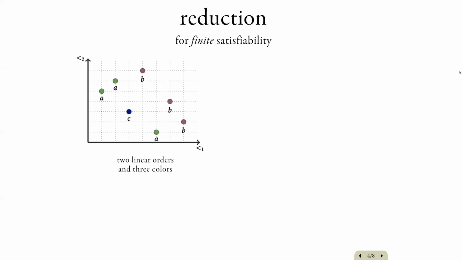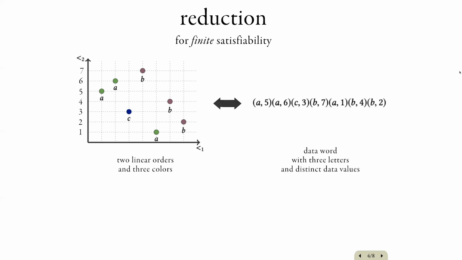And to represent this as a word, first assign values to the y-axis, and then process the points from left to right with respect to the first order. So first we have an A-labeled node with value 5, then we have an A-labeled node with value 6, then a C-labeled node with value 3, and so on. So what we get is a data word where every position carries a symbol from a finite alphabet, as well as a value from a natural number or real number, or a value from a totally ordered set.